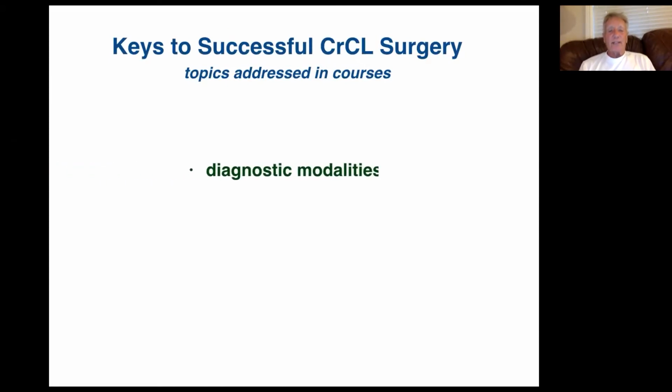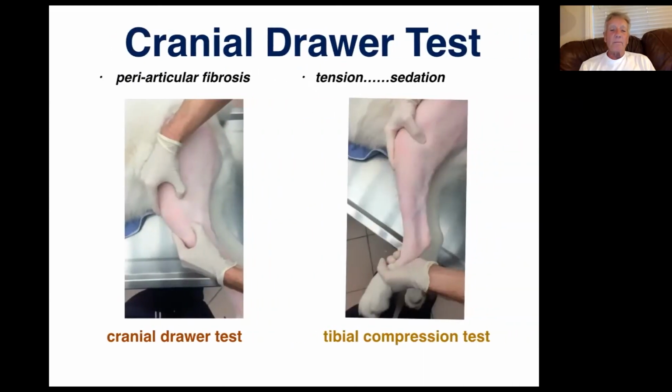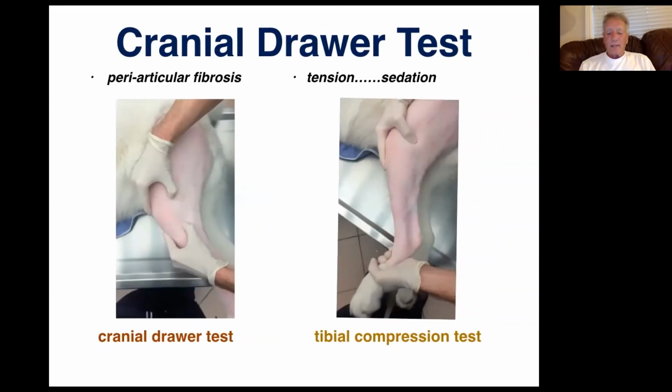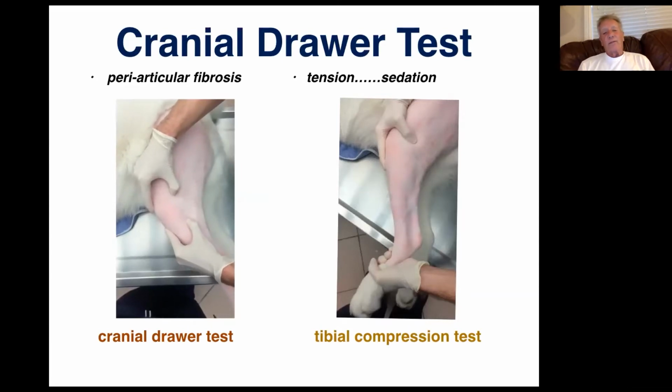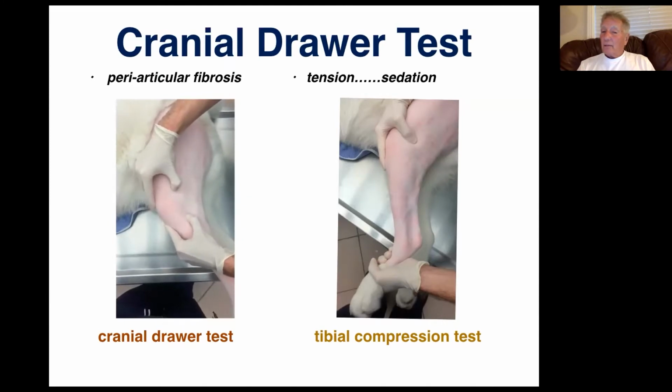Keys to success. You got to diagnose it, and I'll show you some modalities there. The cranial drawer test. And here's one here, and you can see very, very unstable. This is a larger dog with an acute tear. Doesn't happen often, but you can see the acute tear.